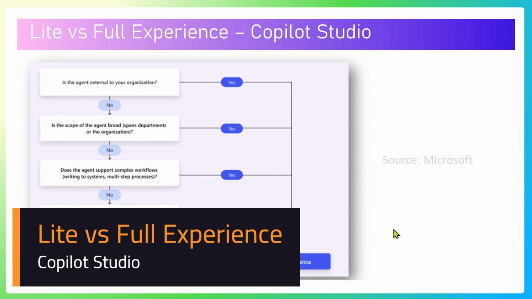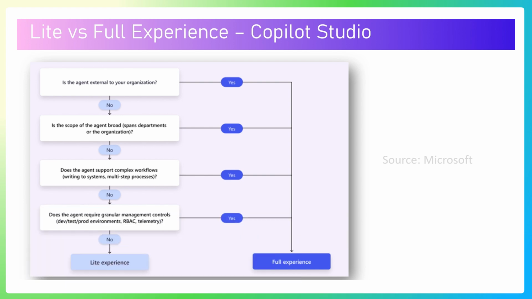In this video, I'll be comparing Lite versus full experience in Microsoft Copilot Studio. Now, there are two ways to build an agent. One is a light mode and another is the full experience. The light mode can be accessed using Microsoft 365 Copilot, and the full experience is available using the Microsoft Copilot Studio application. Now, it all really depends on the target audience, the need, and the functionality.